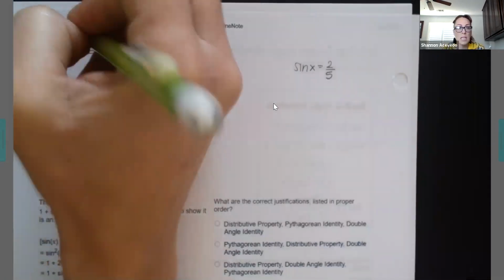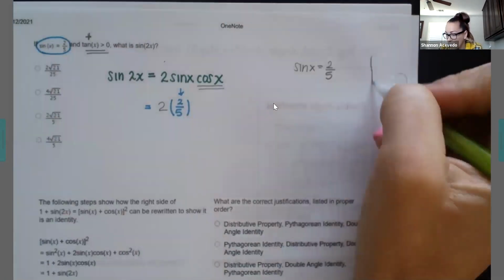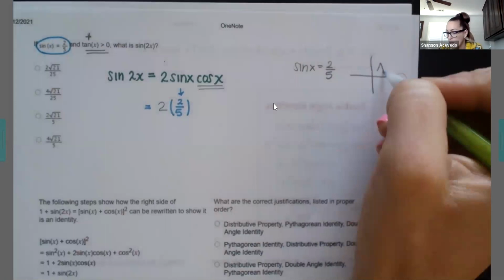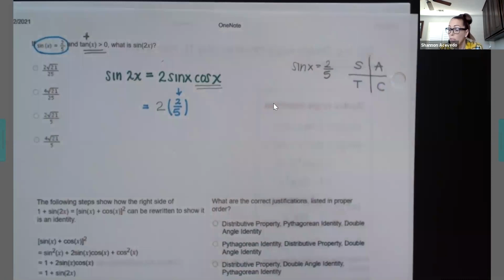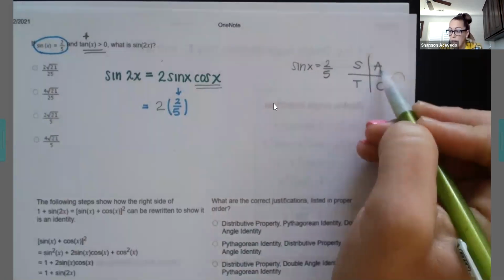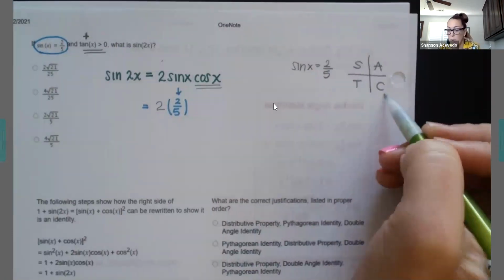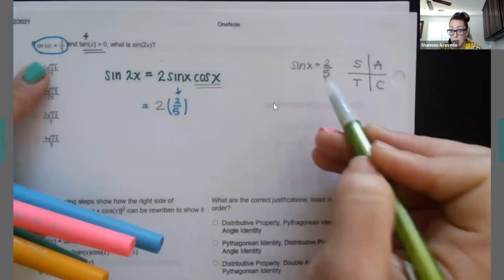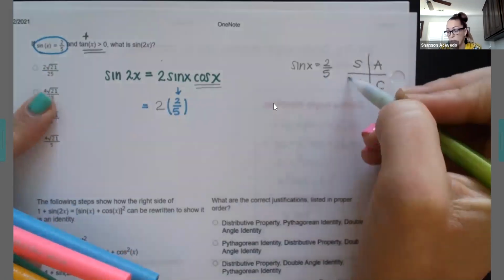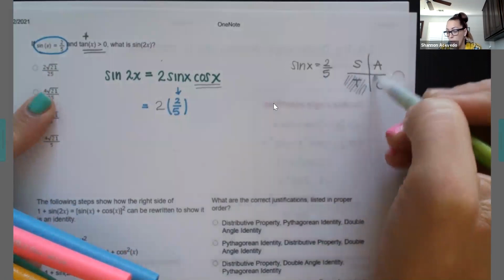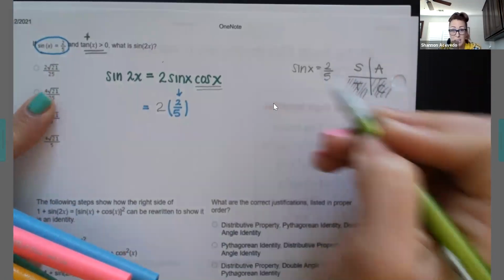Now, the reason that they tell me this is because this helps me determine what quadrant I'm in. All students take calculus. So they're all positive here. Sine is positive, tangent is positive, and cosine is positive. So here's what I know. I know that my sine is positive because it was given to me positive. So I know then that I can't be in quadrant 3 or 4, because if I'm in one of these two quadrants, then sine would be negative.